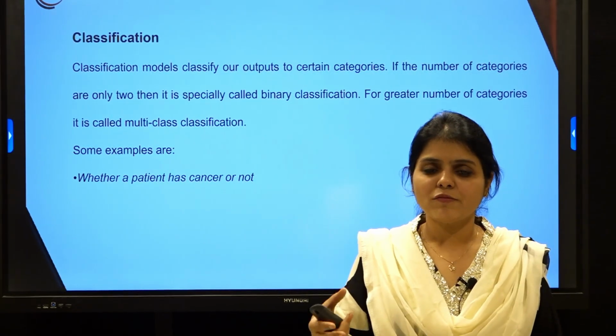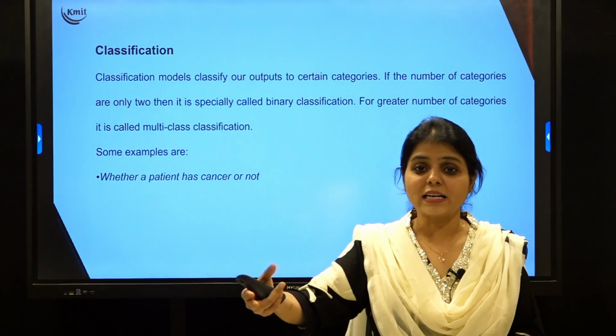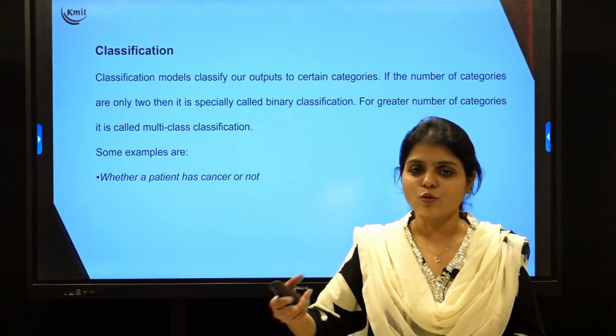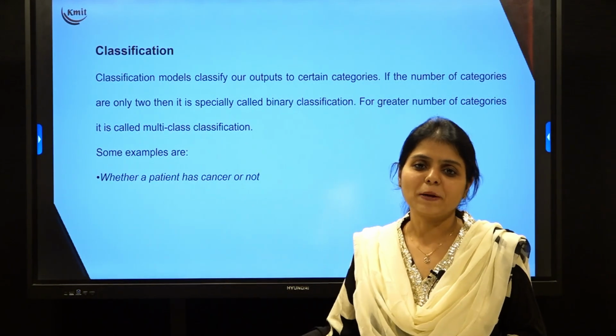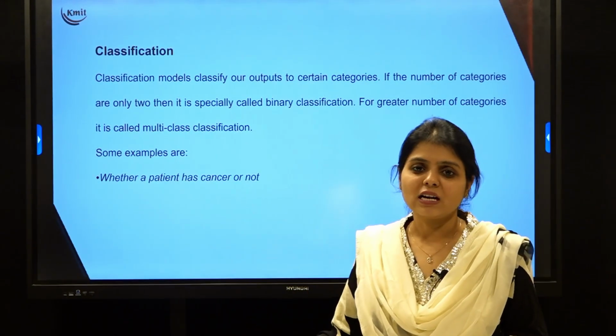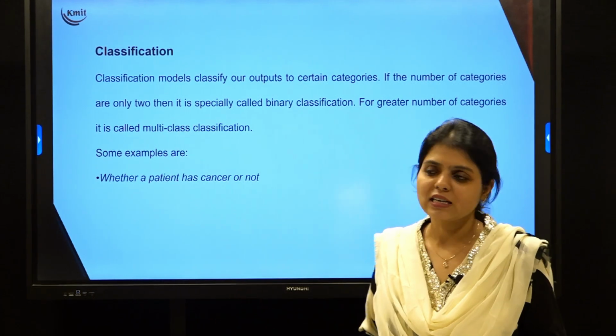But if I put 5 different varieties of flowers and ask you to categorize these flowers, rose, lily, lotus, jasmine and sunflower, these are different classes, right? So this is called multi-class classification.